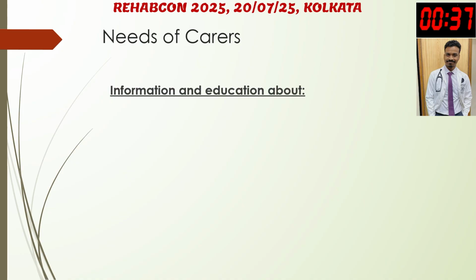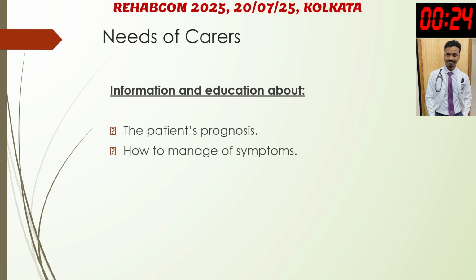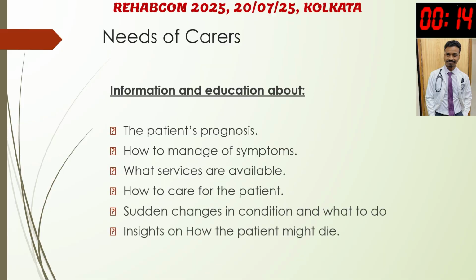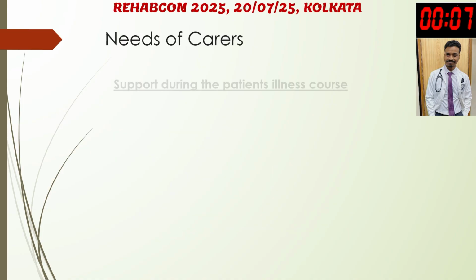First of all, we have to acknowledge that there is a problem in managing the patient. We can tell them how to go on with managing the patient in an easy way, so that they can have less stress. So what we can do is explain to them about the patient's prognosis, how to manage the symptoms, what services are available, how to care for the patients, sudden changes in condition and what to do, and insight on how the patient might die if the relatives or caregivers want to know about that. And also the needs of the carer.